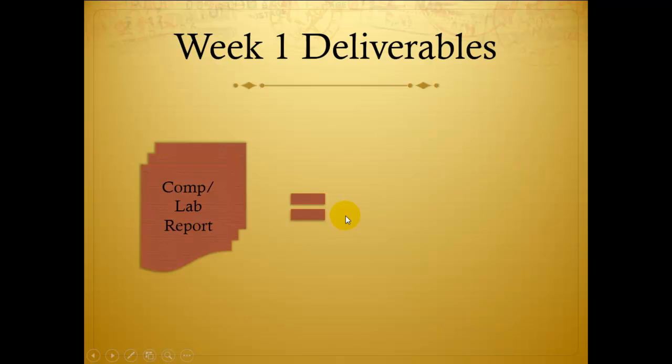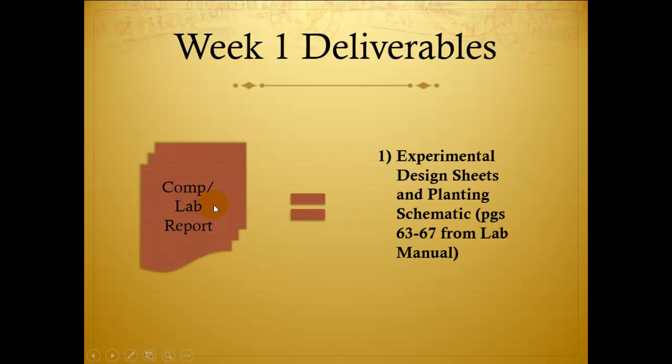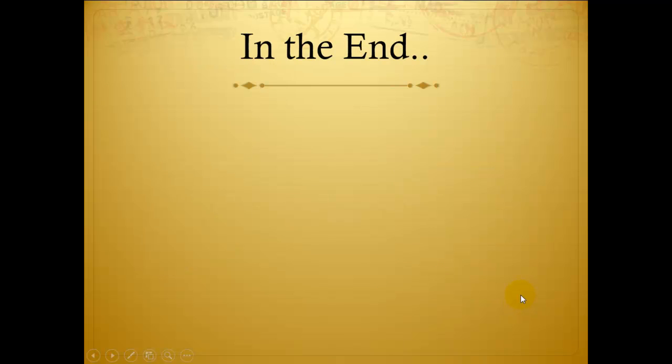All of that then means they're not turning in that lab report at the end of week 1, right? All they're going to do is turn in the design sheets for their experiment and their planting schematics. Those are both in the lab manual. And then Jean and I need a list of materials so that we can have everything ready for the students to plant when they come back the 2nd week of this lab.